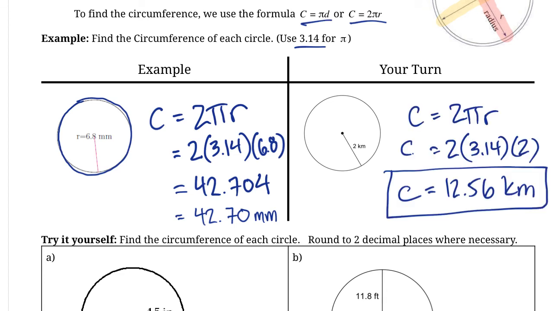So the answer you should have gotten was 12.56 kilometers. Notice how I did C equals that, and I put a box around it. It's always a good idea to indicate what your final answer is clearly. I should have actually done that in this question too. C equals that, and then put a box around it just to make it clear. Or you can highlight it or underline it, just something to make your final answer stand out.